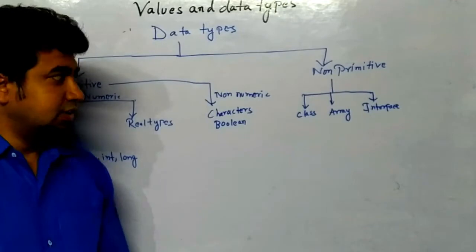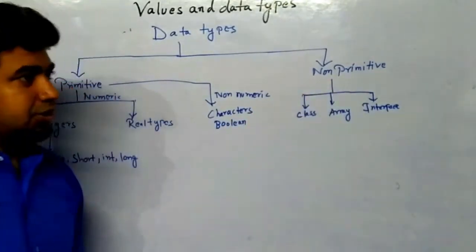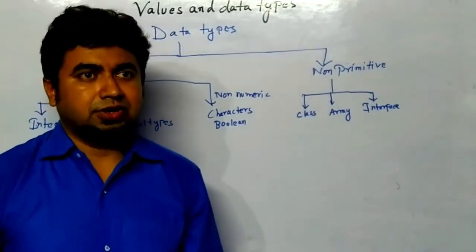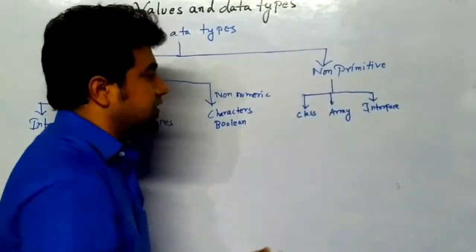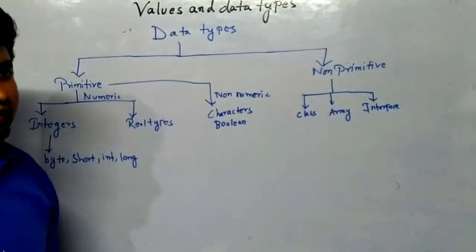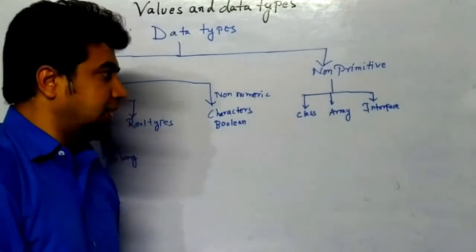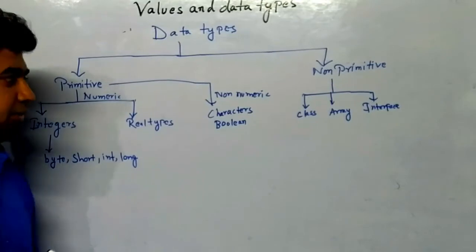Data type is basically of two types, that is primitive and non-primitive. Primitive means this is defined by the computer itself. It is inbuilt. And non-primitive means this is user defined. Users define it. That is why class is known as user defined, as I explained earlier also. Non-primitive means it is defined by the user.